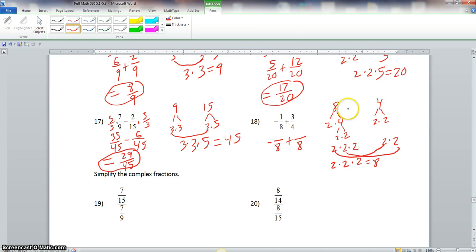Now we know that 4 doesn't have anything that 8 doesn't have, so we'll bring down this negative 1. When we compare 4 to 8, 8 has an extra 2 that 4 does not. So we multiply numerator and denominator by 2. 3 times 2 is 6, and 4 times 2 is 8. When we add these together, negative 1 plus 6 is 5. And we keep our denominator the same because we subtract, since they have different signs. And that's it for problem number 18.